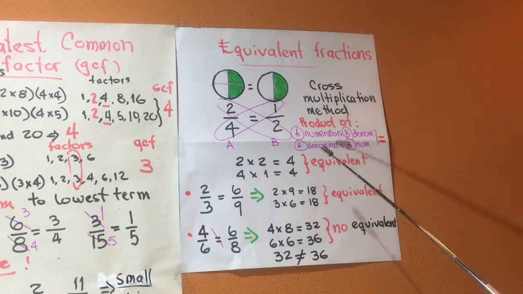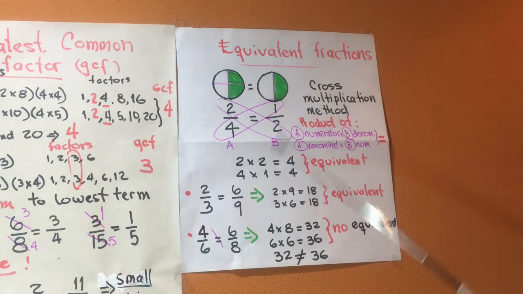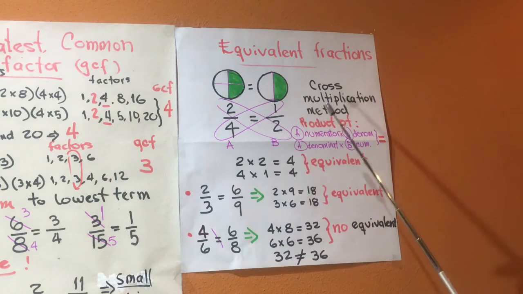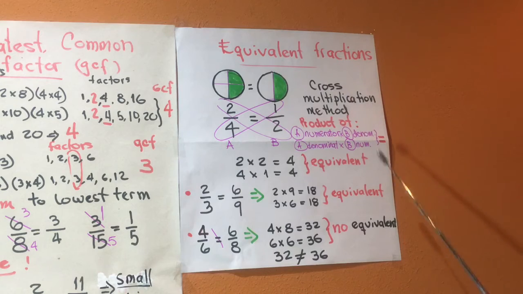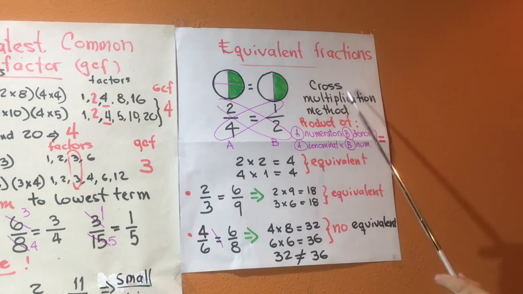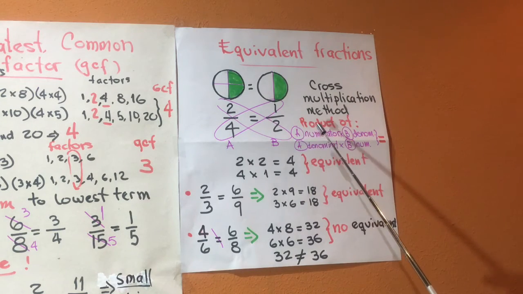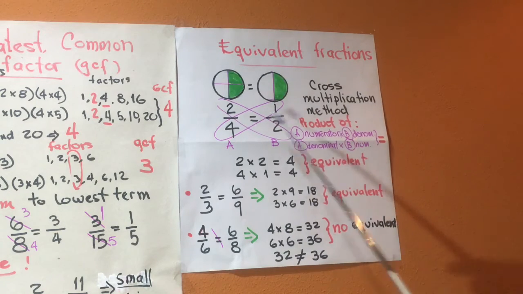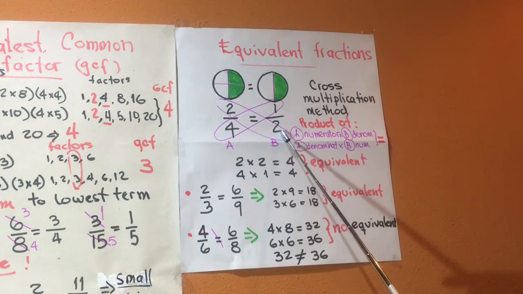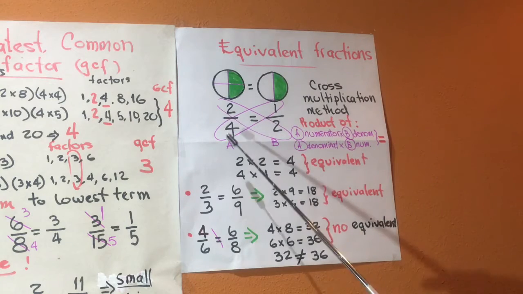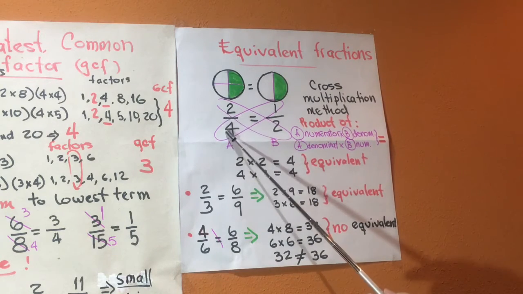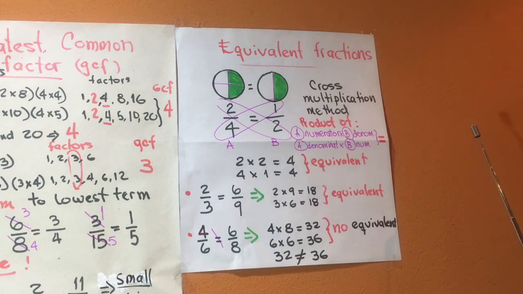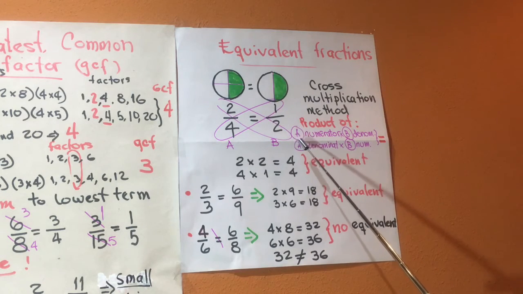How can I know that these fractions are equivalent? I use the method of cross multiplication. The cross multiplication method says that the product of the numerator times the denominator of the second fraction should be equal to the multiplication of the denominator times the numerator of the second fraction. This could be reflected here.